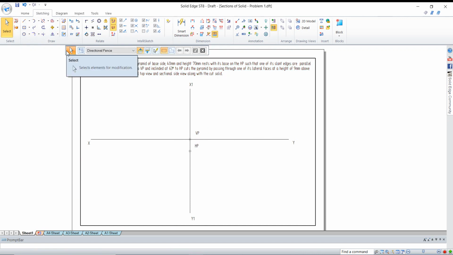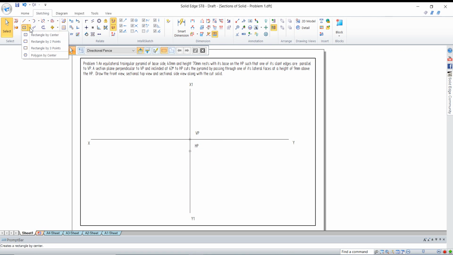And now if you look at the question, it is again an equilateral triangular pyramid. You can draw a triangular pyramid based on different methods, either by line or by polygon. They have given that a side of the triangle is 40 and the height is 70 mm when you look at the front view, and one of the slant edges is parallel to VP. If you consider this as VP, the vertical plane, we can keep one of the edges of the triangle parallel to this way. So we'll go to polygon.